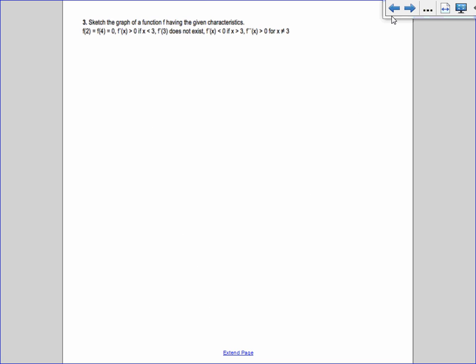All right, next step. It says sketch a graph of the function having the given characteristics. So it's saying f of 2 and f of 4 are both equal to 0. I like it when I'm given points at the beginning. So f of 2 is 0. f of 4 is 0.